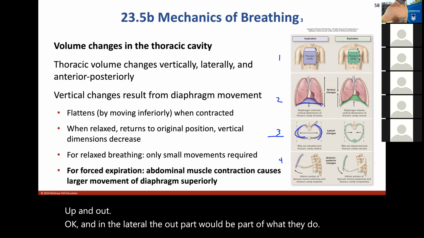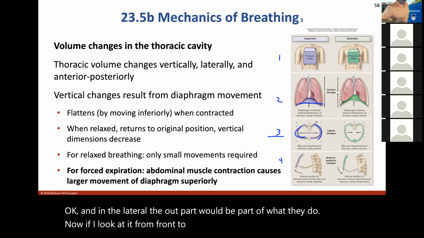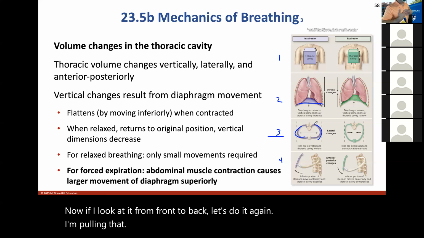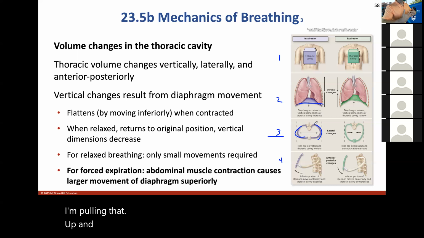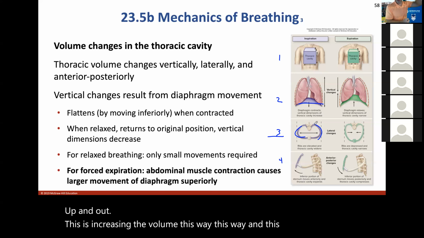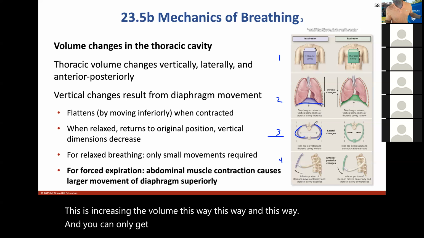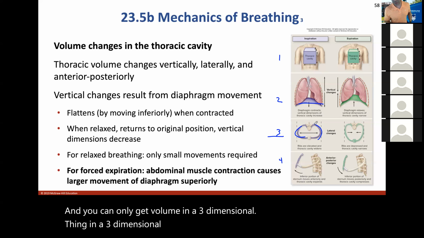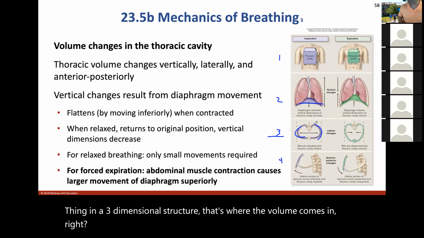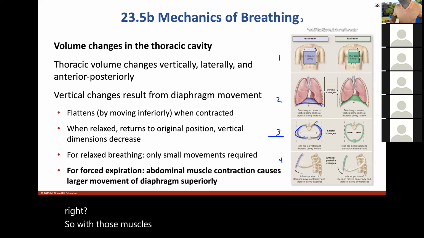Now, if I look at it from front to back, let's do it again. I'm pulling that sternum up and out. This is increasing the volume this way, and this way. And you can only get volume in a three-dimensional structure. That's where the volume comes in, right? So with those muscles, and now do it forced. Now I get an even greater change.